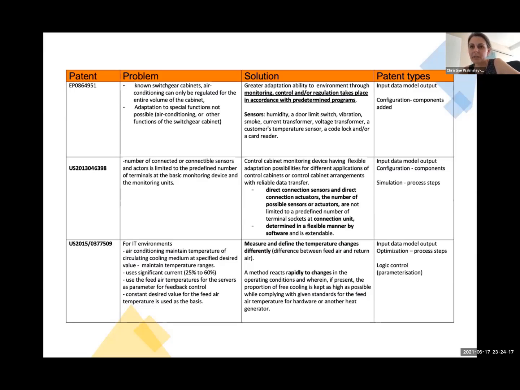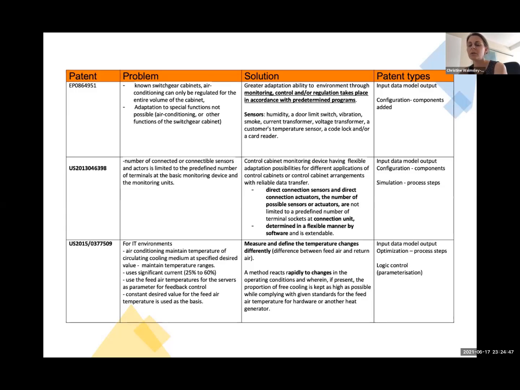So looking at the problems and the solutions that have been described, that are at least found in the patents that have been described previously. So looking at the first patent, which Russell described, the problem was really that known switchgear cabinets have air conditioning, but it can only be regulated to the volume of the cabinet. So adaptation to special functions was not possible. So it was only air conditioning and not more.